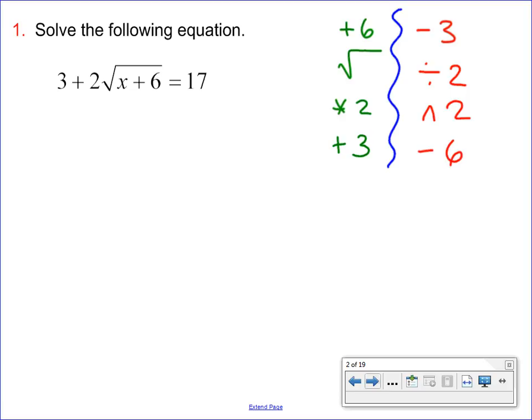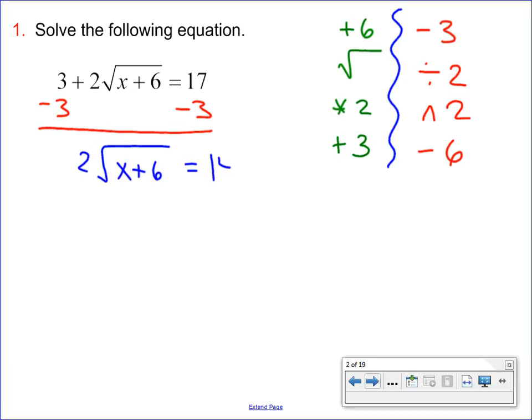Let's go ahead and apply those solving steps now. Our first thing was subtract 3 from both sides. Awesome. Now we're ready for our second solving step. Divide both sides by 2. That gets our radical alone, and we're close. Now we just have to square both sides.